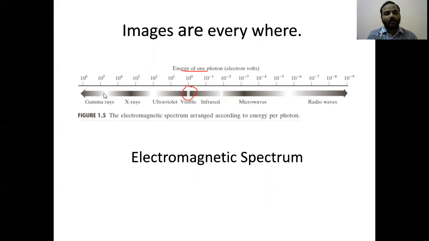Now, if the energy of the photon is 10 to the power of 6, that is at one end of the electromagnetic spectrum, we have gamma rays with energy 10 to the power of 6, and X-rays with energy in the range of 10 to the power of 3 to 10 to the power of 4. Next ultraviolet light, next visible, infrared, microwaves, and radio waves. From every part of the spectrum we can get images. Next we will see the different applications of this electromagnetic spectrum in getting images.